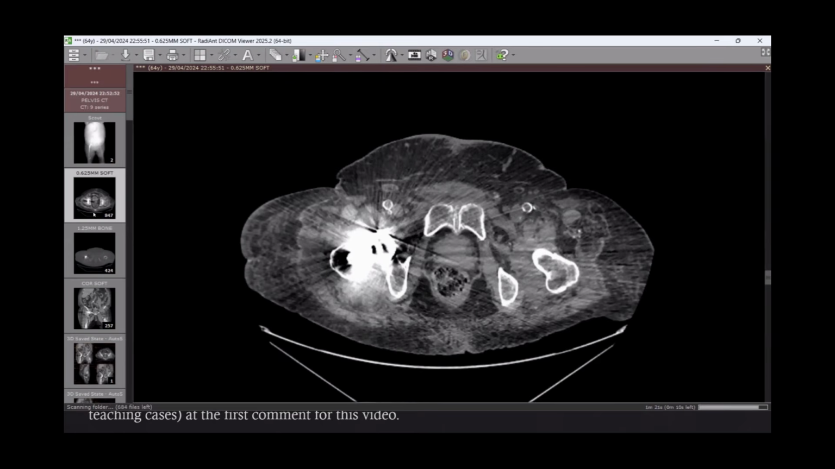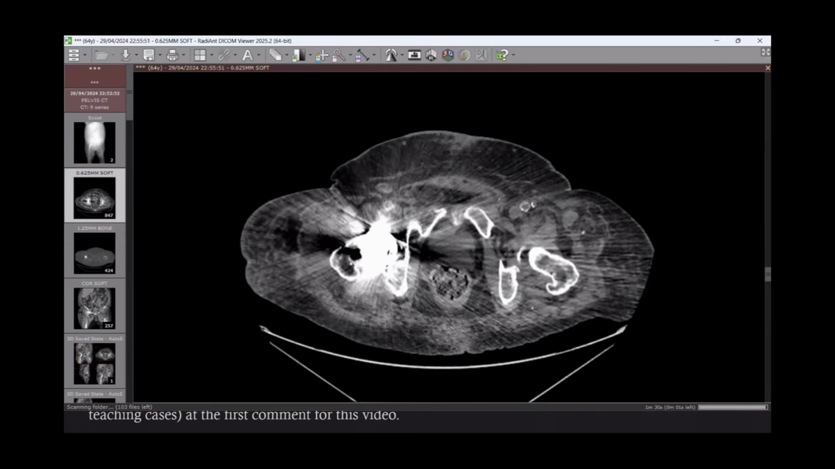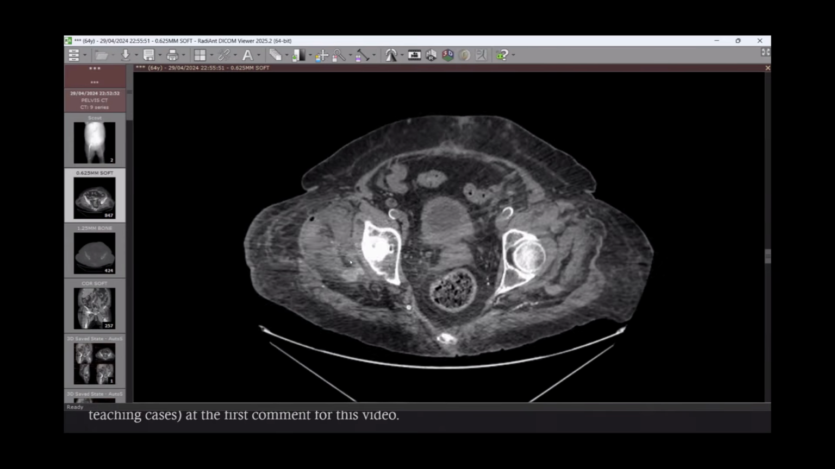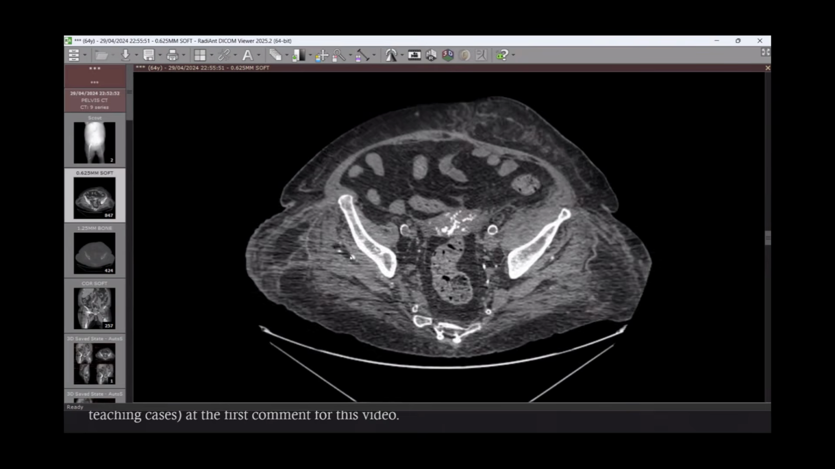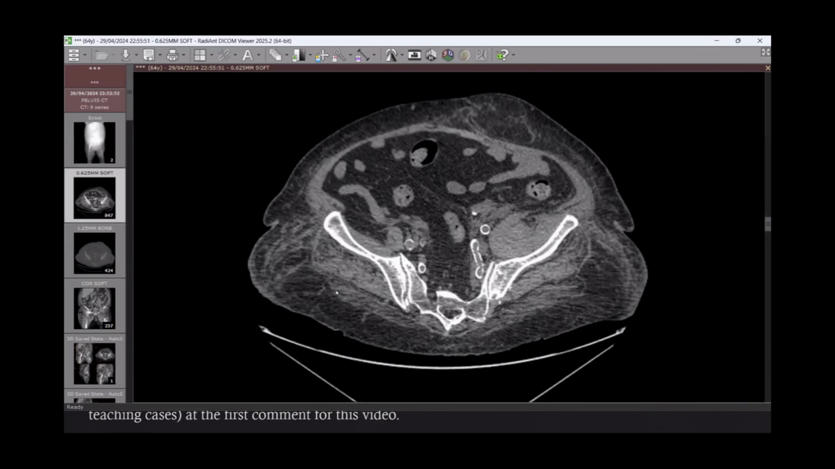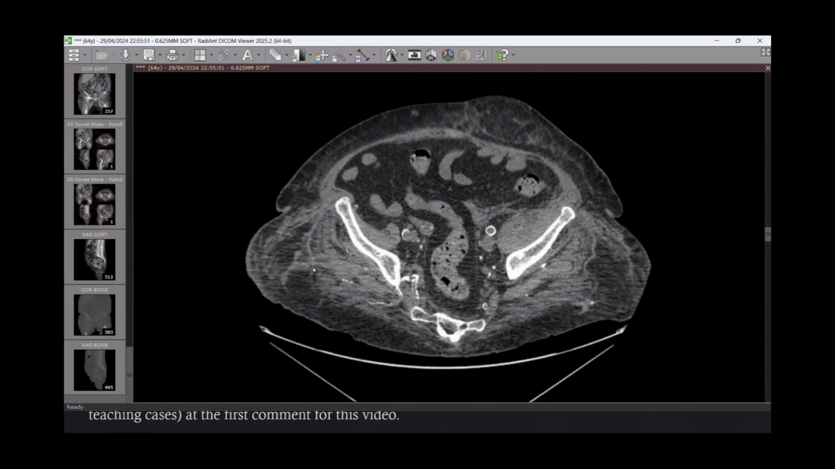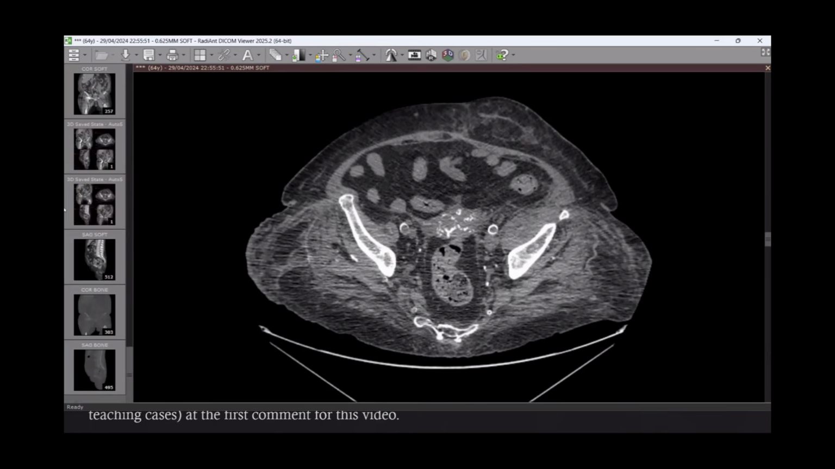The right side shows a comminuted fracture at the right iliac bone and right femur. Where is this fracture? The right femoral head. We have a hip replacement on the right side, which is making artifacts, beam hardening artifacts. Very nice.